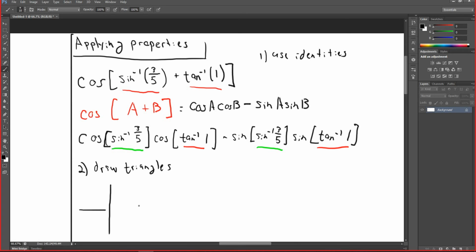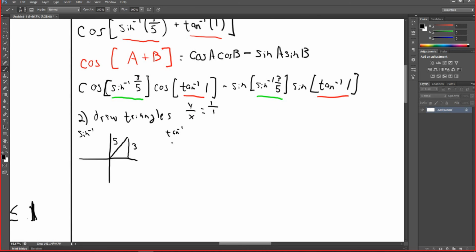Quickly make a sketch. So sine tells me my opposite, which is my y. So I'm going to have 3 as my y and 5 as my hypotenuse. And then this is sine inverse. And then tangent inverse. This isn't quite in the form we should recognize maybe right away. Tangent, if you recall, is y over x. Since this is 1, I'm just going to make our life easier and say this is 1 over 1. So then my triangle would be positive 1 and positive 1.